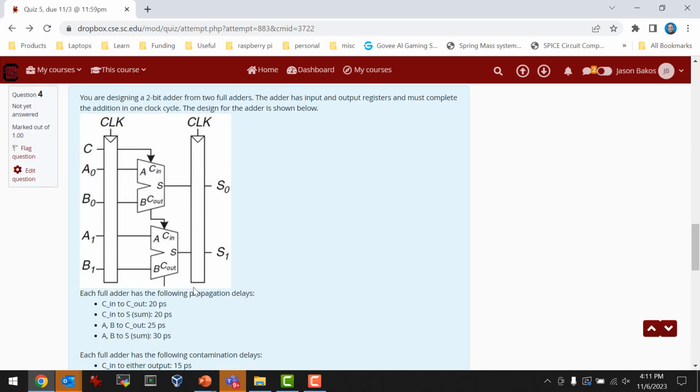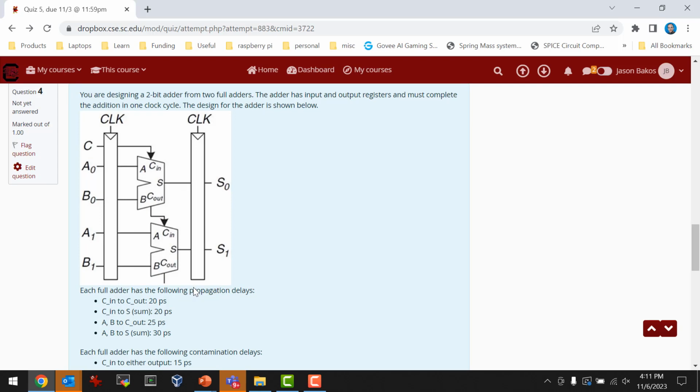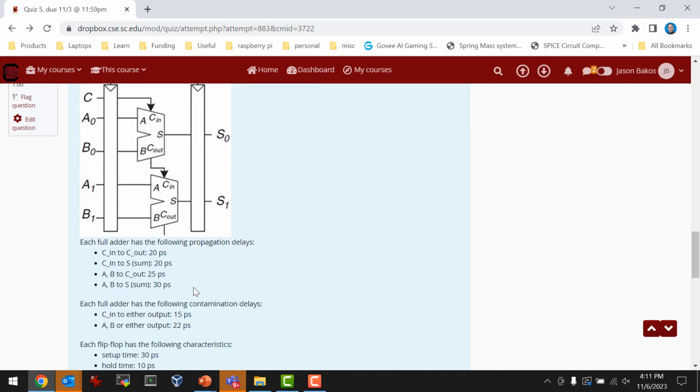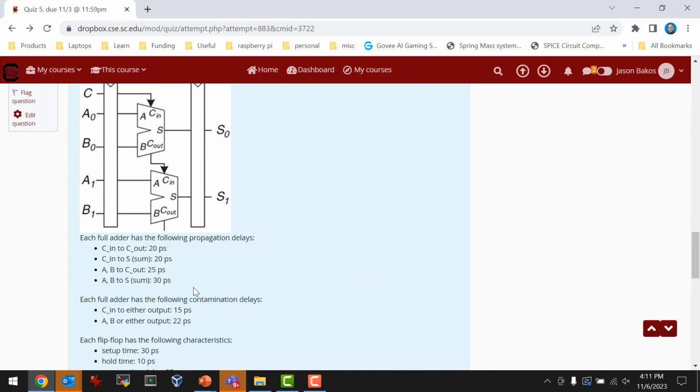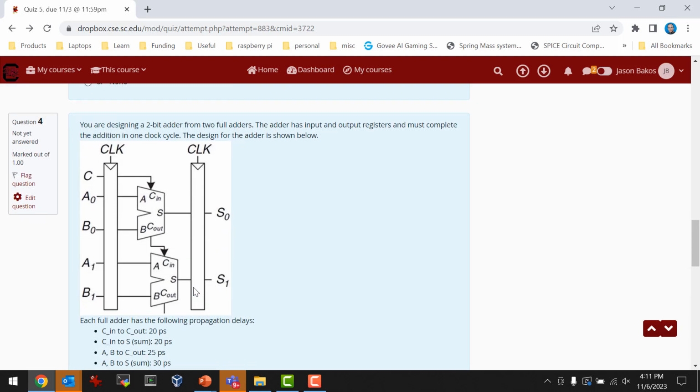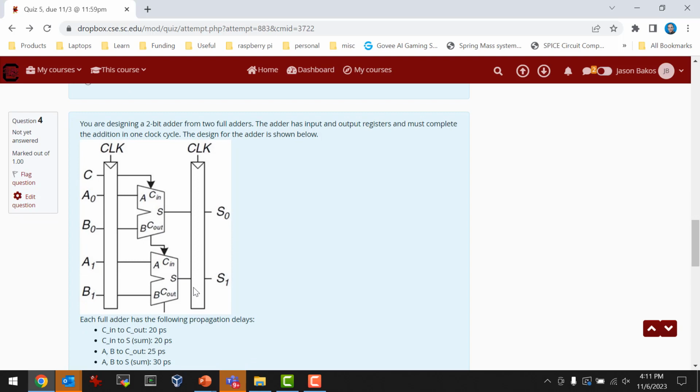All right, next question. You're designing a 2-bit adder from 2 full adders. The adder has input and output registers and must complete addition in one clock cycle designed for the adder as shown below. So this is basically the same kind of question as before. The idea here is that we're putting an adder in here, and really the only difference between this question and the previous question is calculating the contamination and propagation delay through this guy.